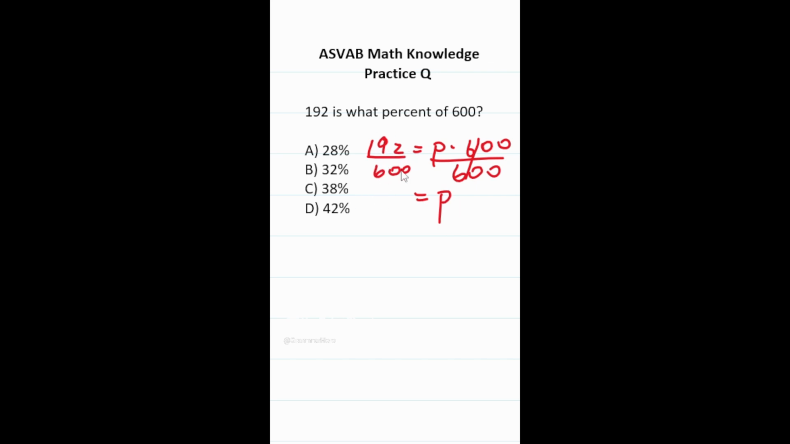You should know that 192 and 600 are both divisible by 3. This becomes 200. What's 19 divided by 3? That's going to be 6, and you're going to have a remainder of 1. 12 divided by 3 is going to be 4. All right, so we want to express this as a percent. So let's go ahead and write it as a fraction over 100. 200 divided by 2 is 100. 64 divided by 2 is 32. So as a percent, this is 32%.